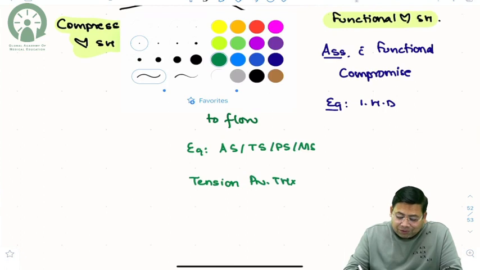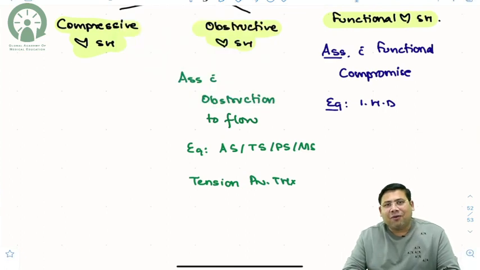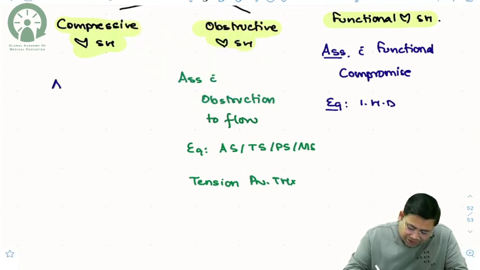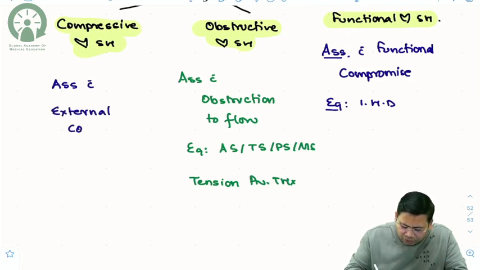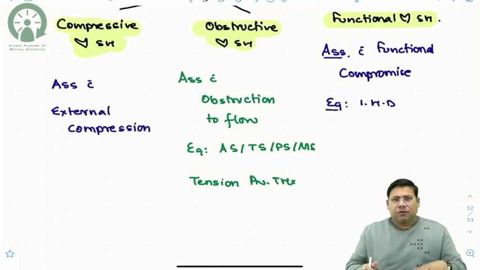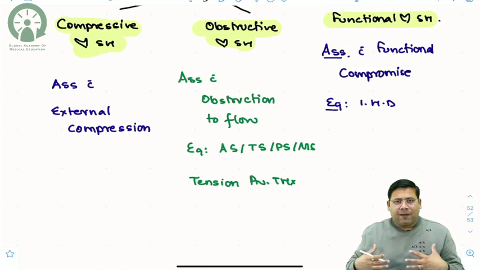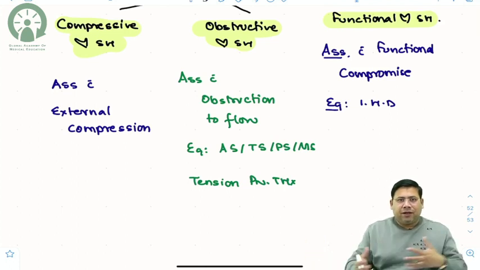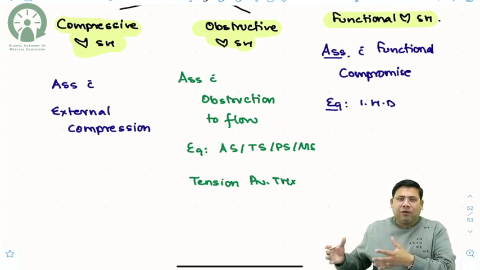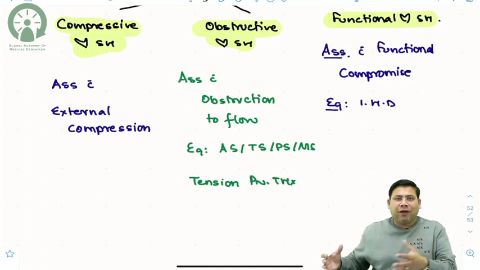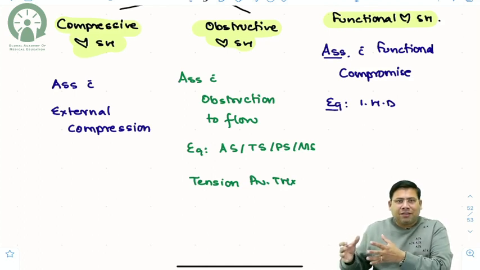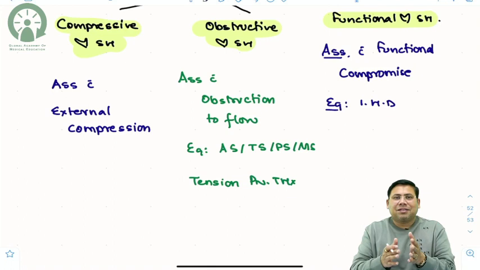Now when you talk about compressive cardiogenic shock, how is this possible? This is associated with external compression. Now what is this external compression? Imagine I am the heart. Here there is one lung, here there is another lung. Out of them, one starts to grow bigger. Why? Because of pneumothorax. So when this lung becomes bigger, it will compress the heart.